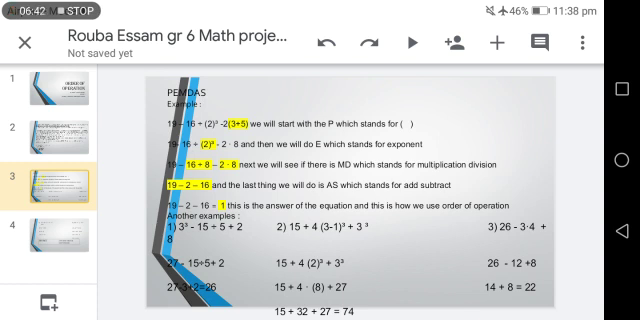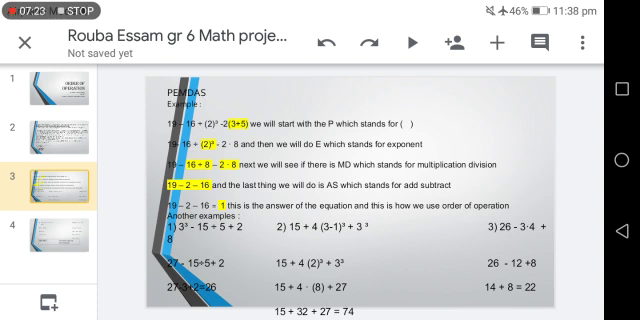And the third equation is 26 minus 3 times 4 plus 8. First, we see if we have parentheses, which we don't. The second thing is to see whether we have an exponent. We don't have an exponent. Now, the third thing is to see if we have MD, which stands for multiply and divide. We have 3 multiplied by 4, which is 12. We rewrite the same equation with the changes. So it's 26 minus 12 plus 8.